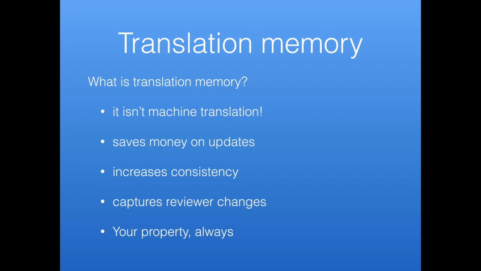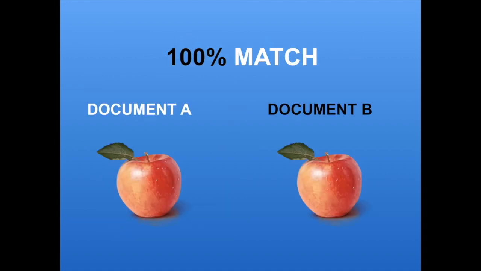So if your content is reviewed by subject matter experts, any suggestions they have will automatically be captured in the translation memory. And you should always remember that the translation memory should be your property. In other words, as a buyer, you should be able to request copies of your translation memory at certain periods. You could say quarterly or annually, or whatever you work out with your language service provider.